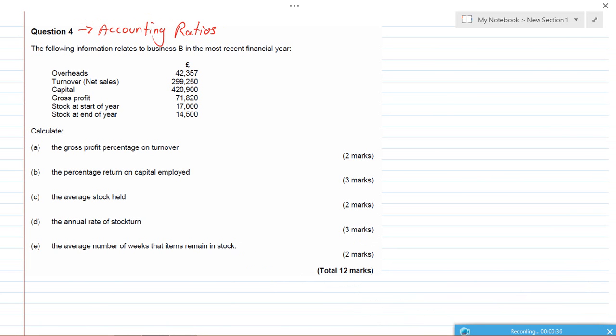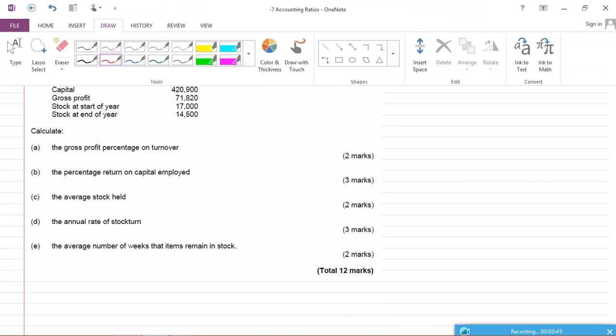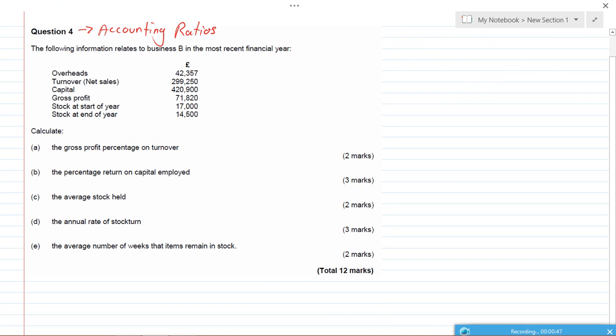Sapu habis lah. Yeah. It's like a bonus marks for you. So let's get started. Read the required first, as usual. Now, what the required is asking for? Part A, calculate the gross profit percentage on turnover.